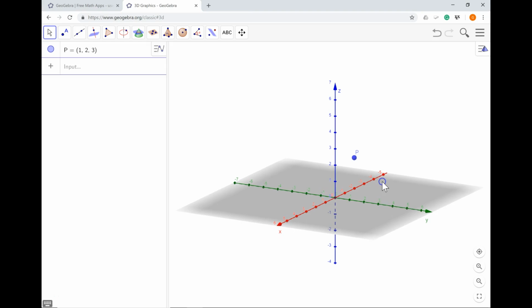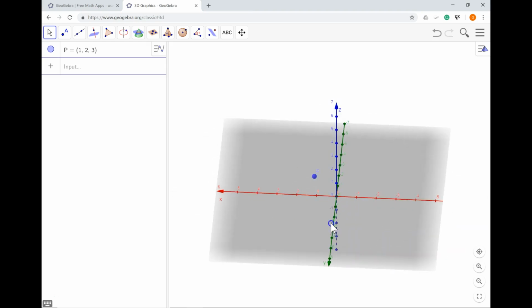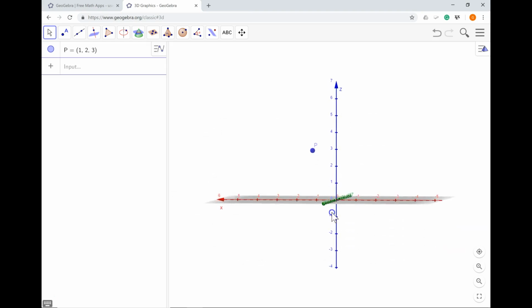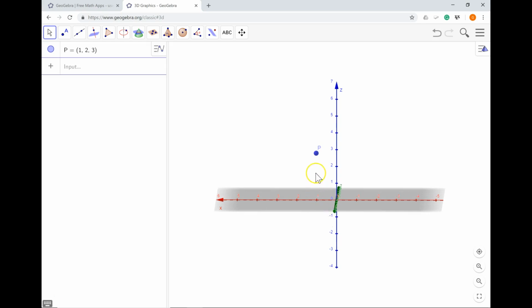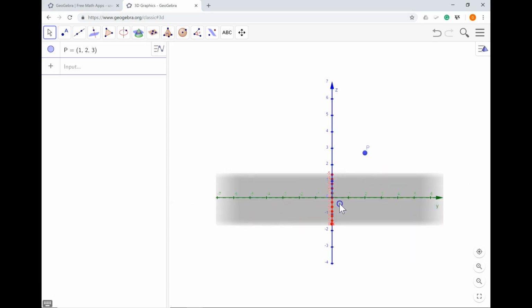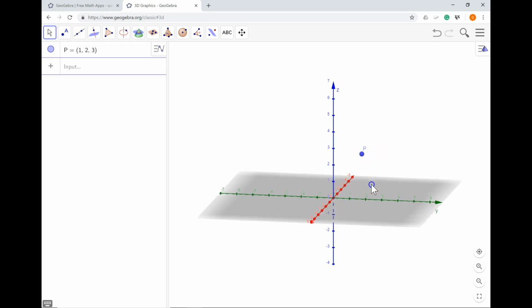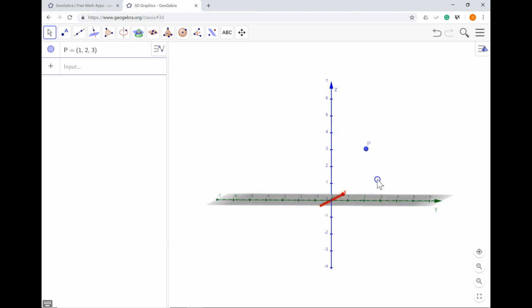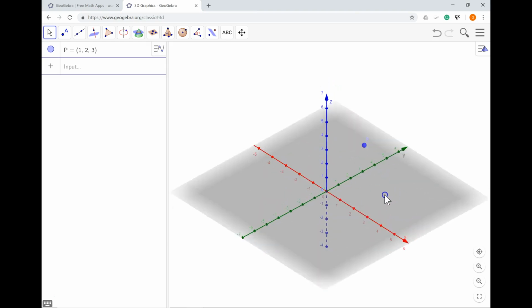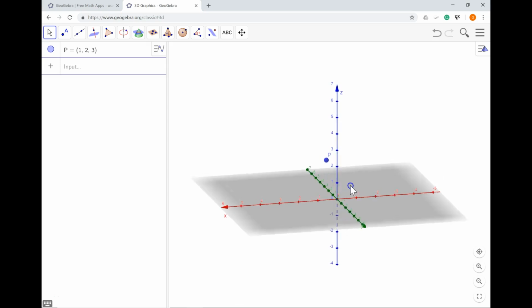Again, we've gone 1 unit in the x direction, which you can tell if you orient it like this. 1 unit in the x direction. We've gone 2 units in the y direction. That would be this right here. And then we've gone up 3 units in the z direction. Okay? That looks pretty cool.